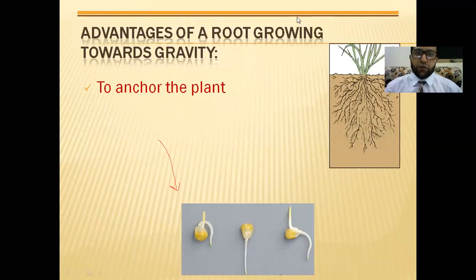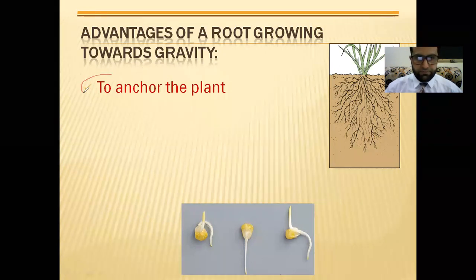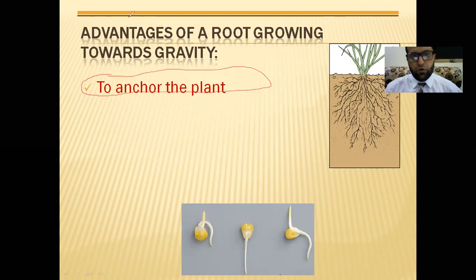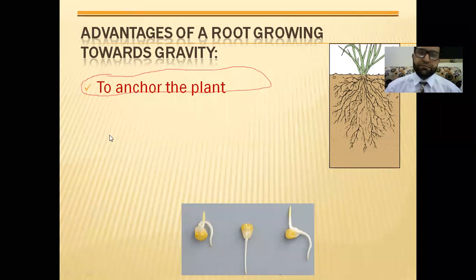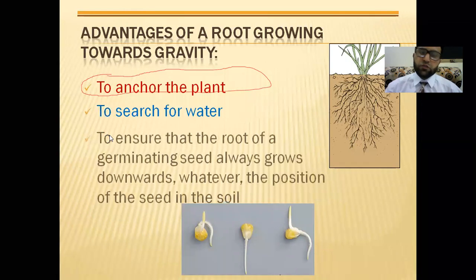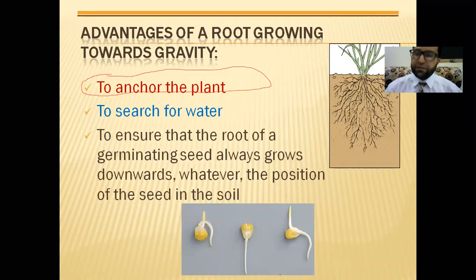Now, what is the advantage of root growing toward gravity? First is to anchor the plant in the soil. Second, to search for water. If the root is growing toward the gravity, it is growing in the soil, so it can reach water.